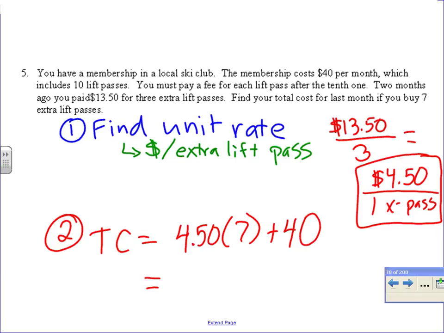Nope. You're supposed to give me the total cost. Matt? Good, $71.50. So 7 times 4.50 is $31.50. And then add 40 to that, you get $71.50. Donatus? Give me a second, yeah. Questions on that problem? Not too bad? You might see a problem like this tomorrow.